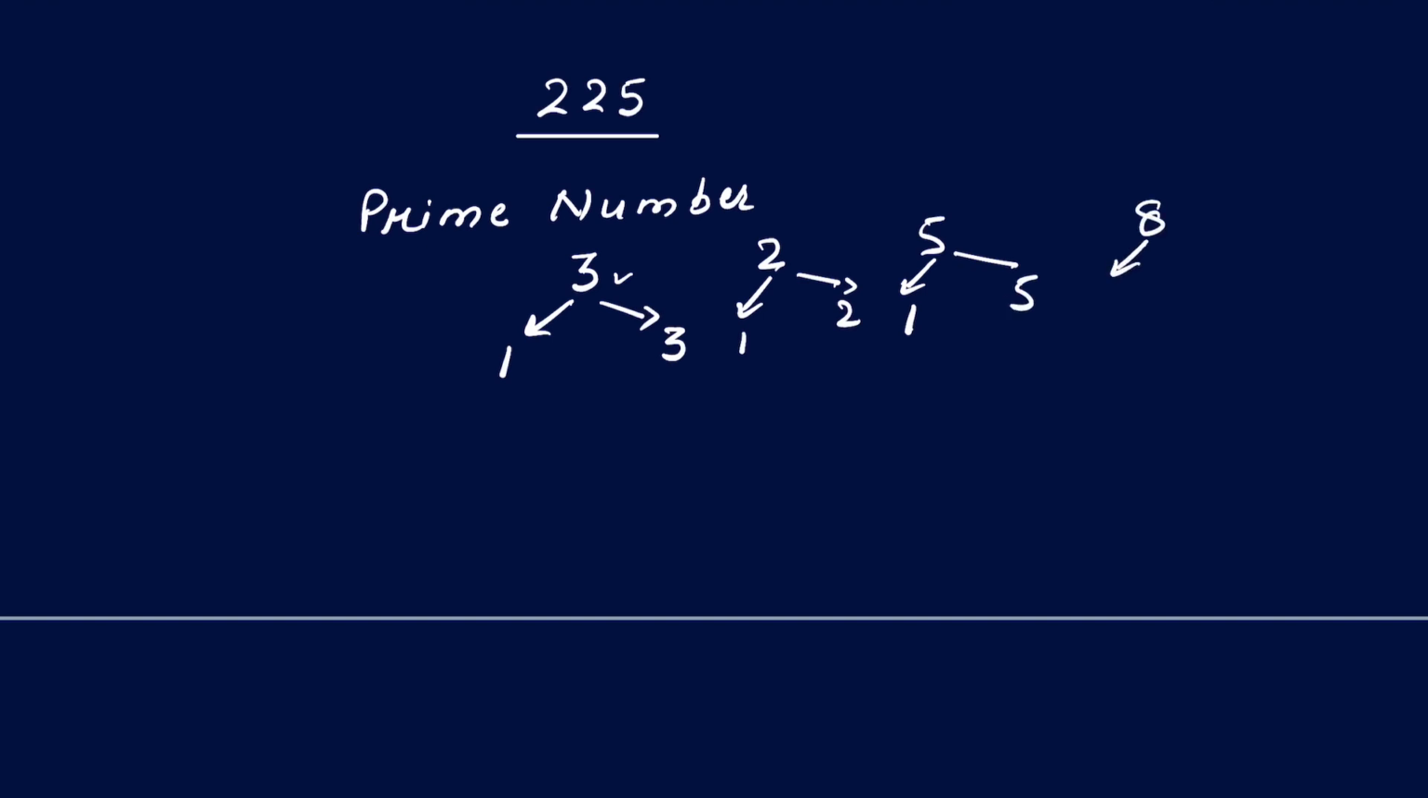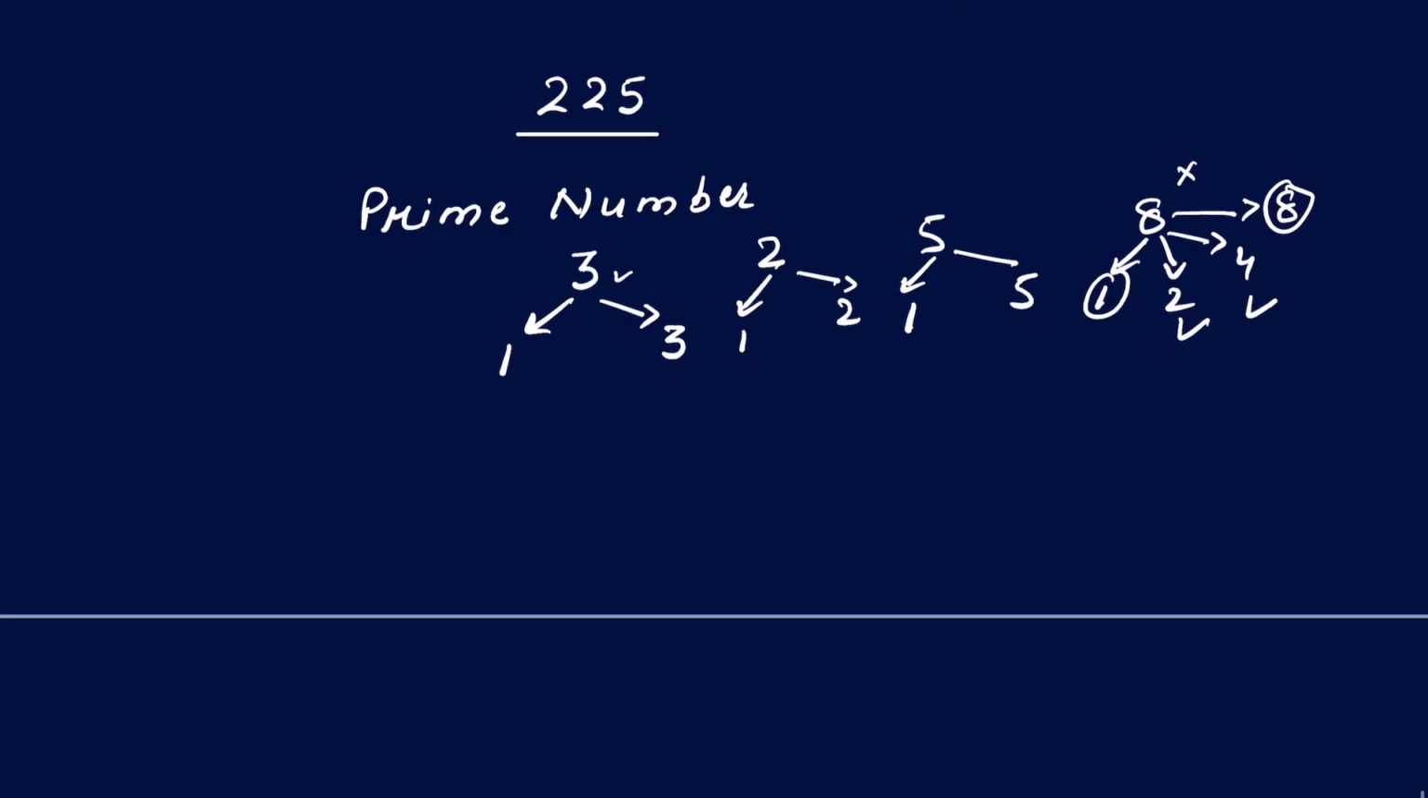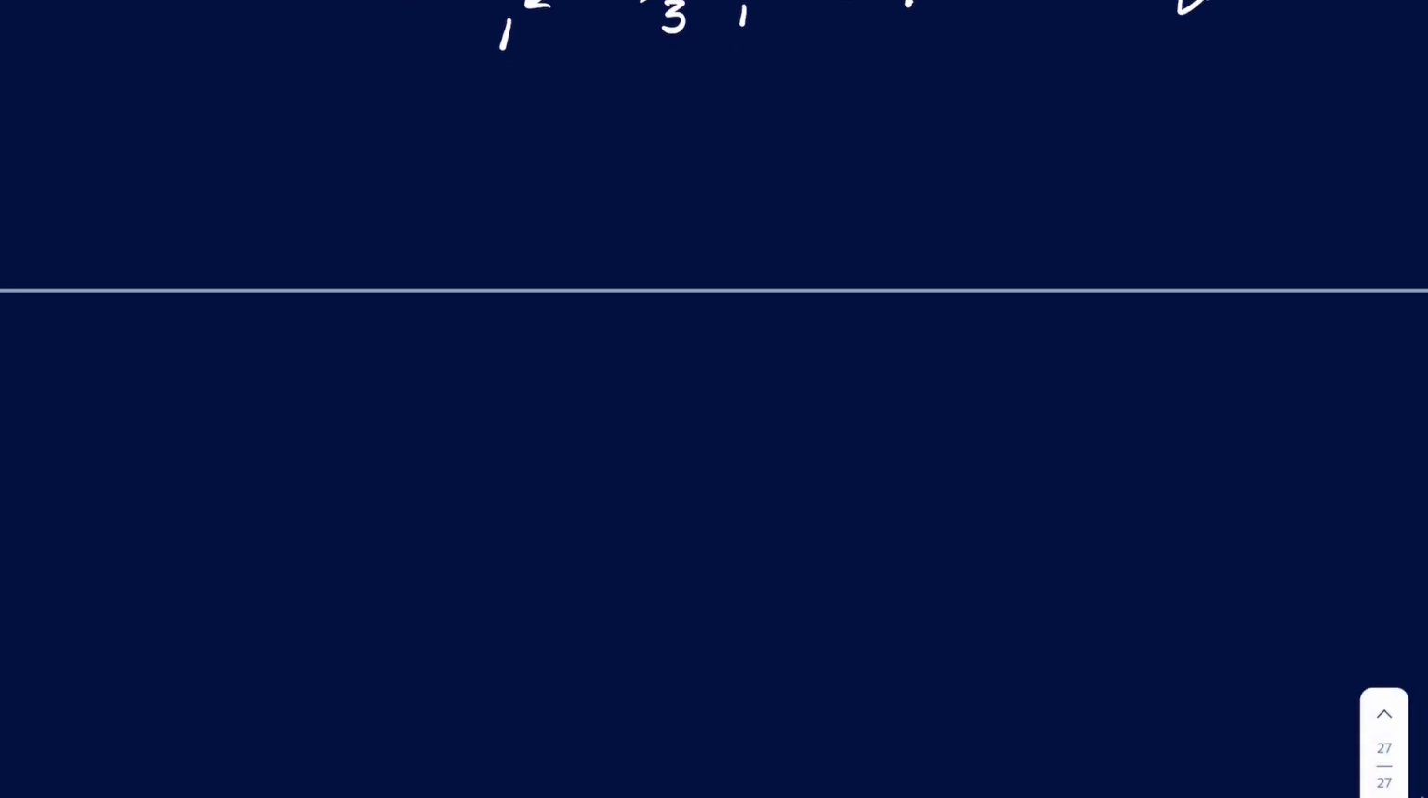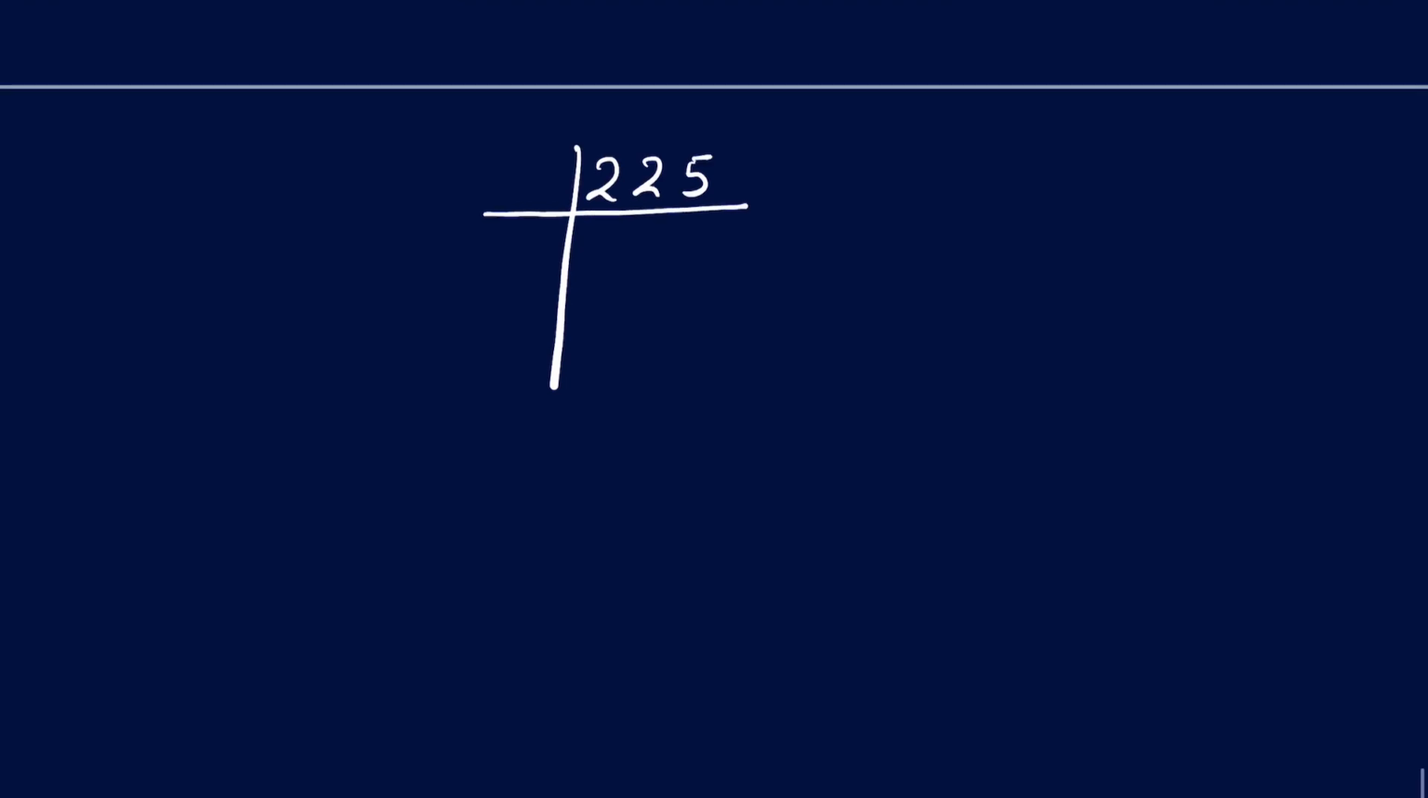8 is divisible by 1, 2, 4 and the number itself. So, apart from 1 and 8, it is also divisible by 2 and 4. So, 8 is not a prime number. Prime factors of a number are the prime numbers whose product gives that number. How to find the prime factors of a number? We divide the number. We write it like this. This is the easier method, and we start dividing.